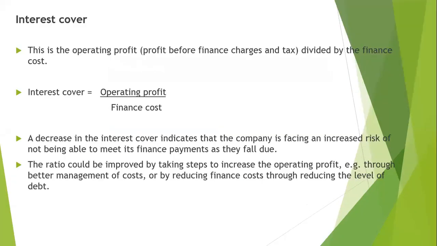A decrease in the interest cover indicates that the company is facing an increased risk of not being able to meet its finance payment as they fall due. So මේක අඩු වෙනවා නම් ඒකින් කියවෙන්නේ අපේ profits පහළ යන තත්ත්වය. The ratio could be improved by taking steps to increase operating profit through better management of cost or reducing finance costs through reducing the levels of debt. So those are the strategies to make it to a good interest cover.